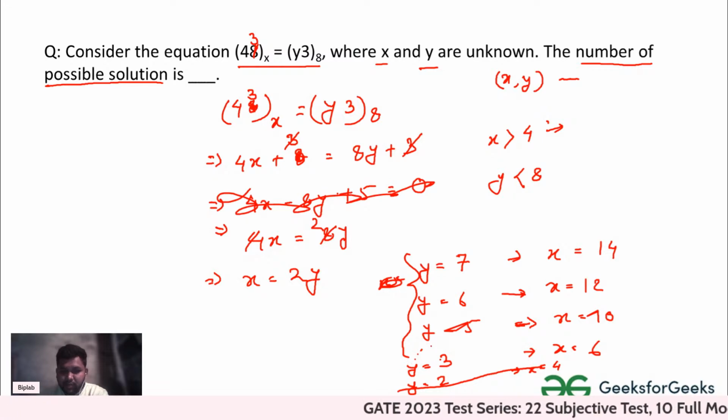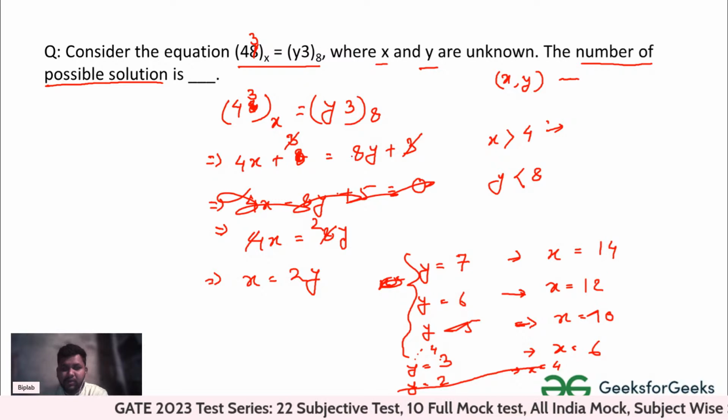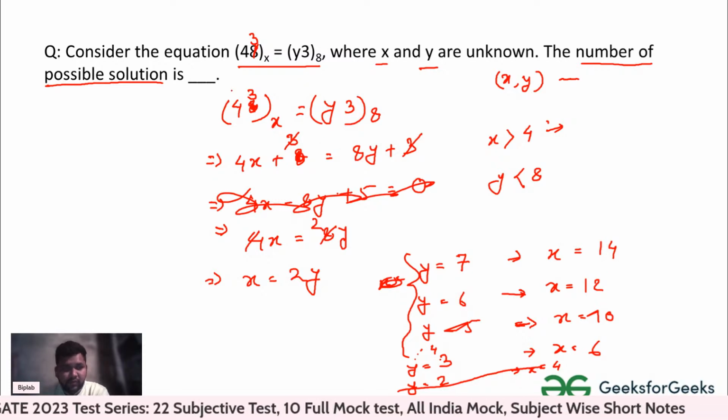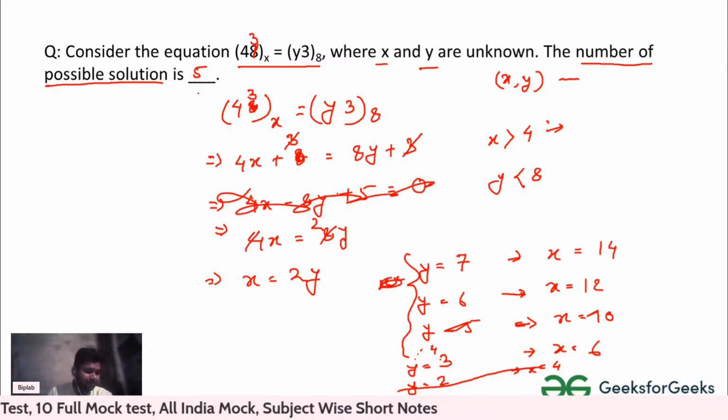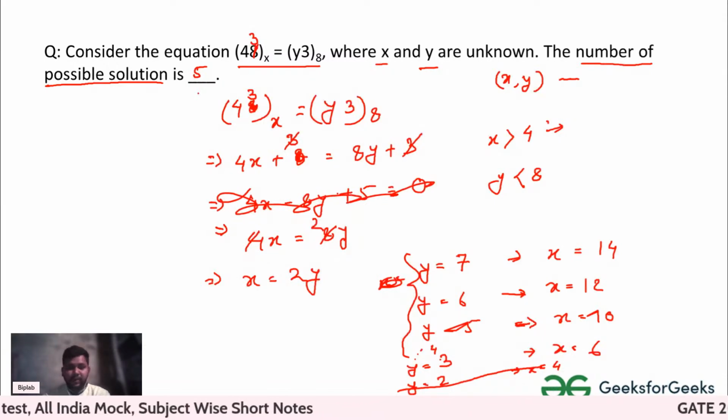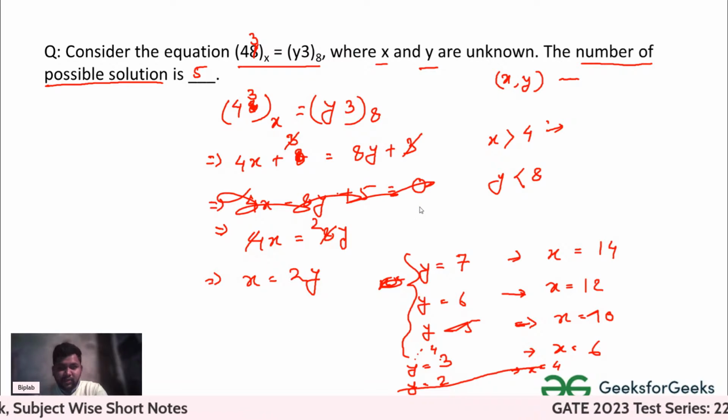How many possible solutions? 3, 4, 5, 6, 7, and there are pairs. So 3, 4, 5. There are 5 possible solutions. Okay. Is it clear? So just a minute.